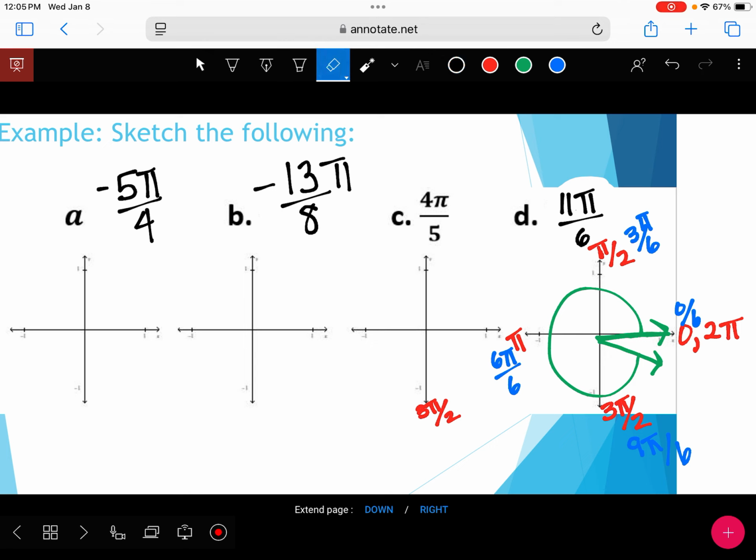Wait, I don't know if I want to do 13. Hold on. Let me think about that one. Is this supposed to be negative 1 pi over 8? No, I'm thinking. 9 pi. All right, go ahead and graph those two. Write these down.